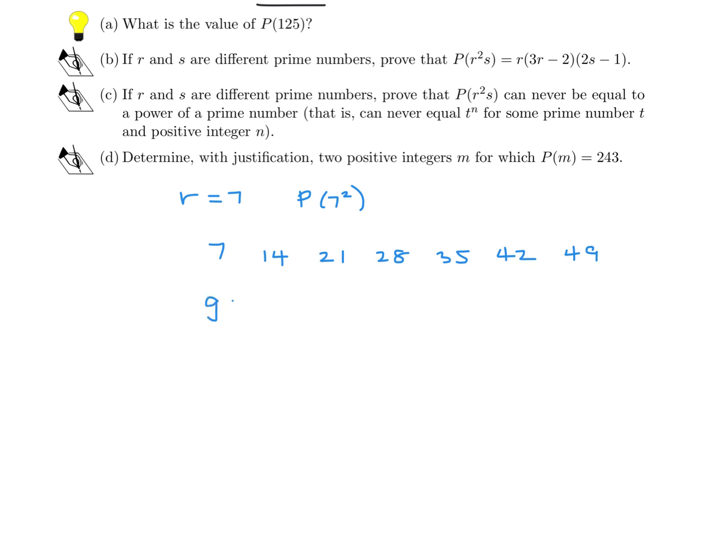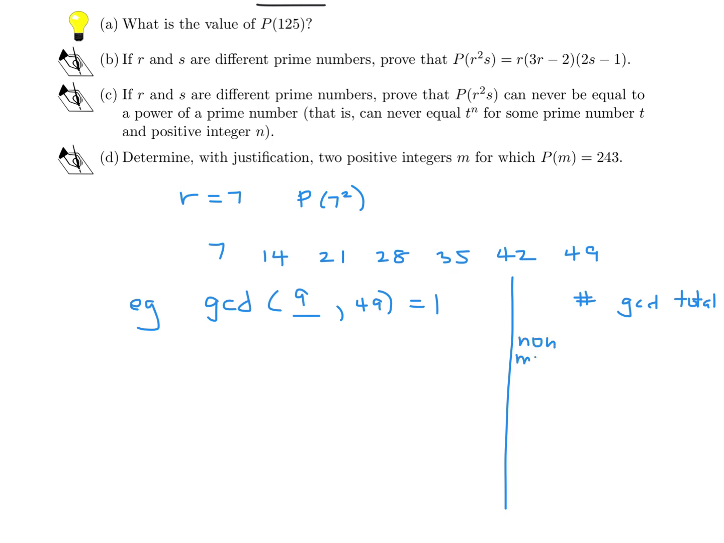So the GCD of the non-multiples, so if this is the non-multiple and 49, all of those will be 1. So for example, 9 is a non-multiple. And how many of these guys, we'll make a little table again. We have the number, the GCD, and then the total, just like before. And then we have non-multiple.